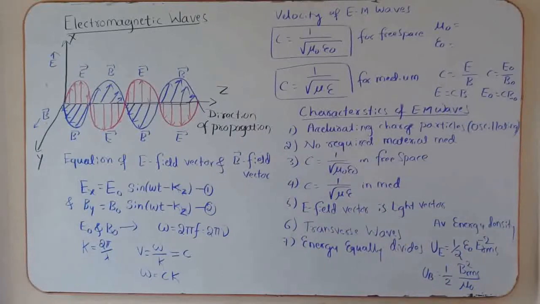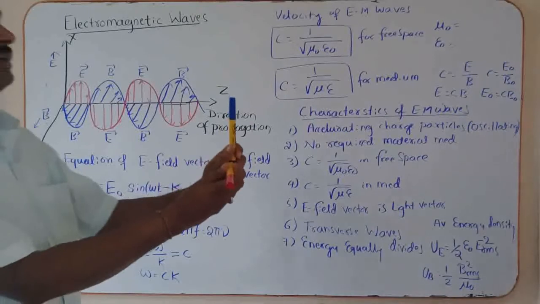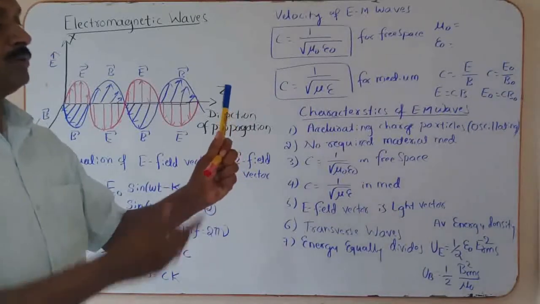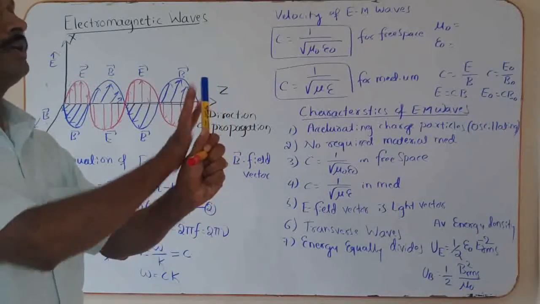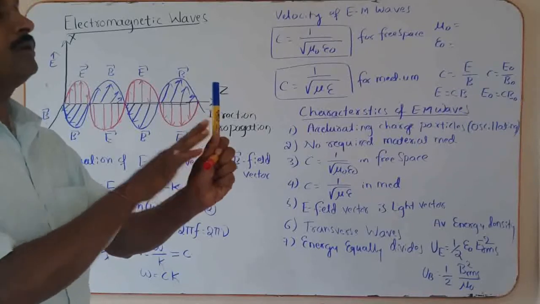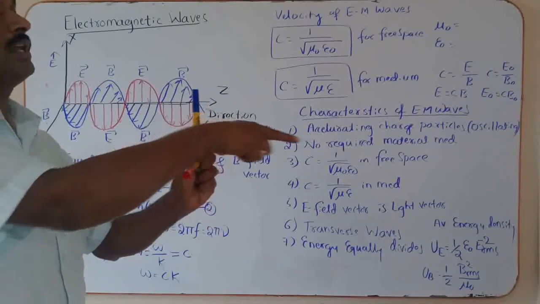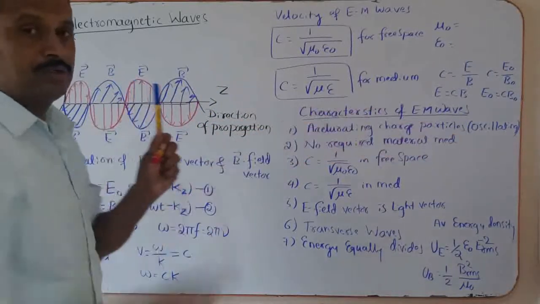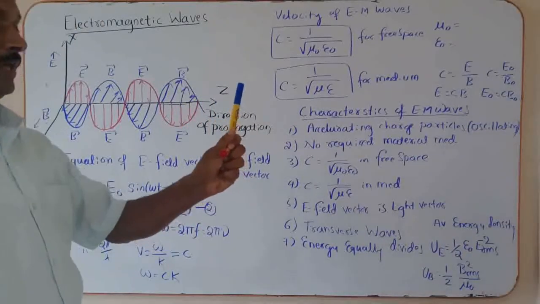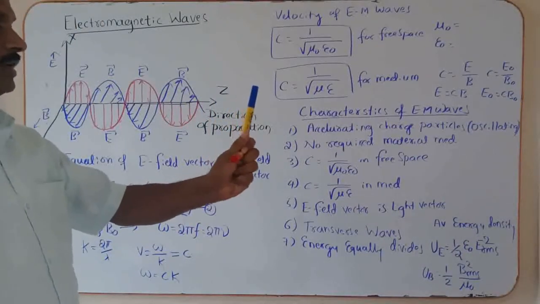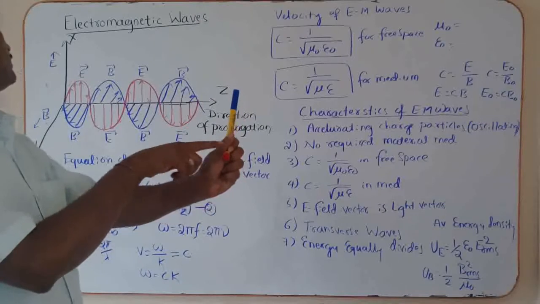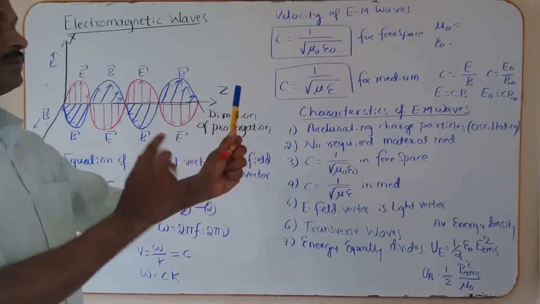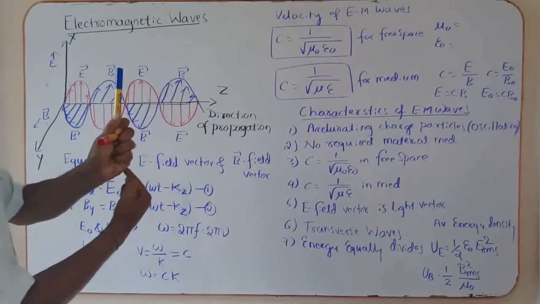The waves which are containing both electric field and magnetic field vector, which vary sinusoidally in a particular plane which is perpendicular to the direction of the propagation of the wave. This is called electromagnetic waves. Waves ನೊಳಗೆ ಎಲೆಕ್ಟ್ರಿಕ್ ಫೀಲ್ಡ್ ವೆಕ್ಟರ್ ಇರುತ್ತೆ, ಮ್ಯಾಗ್ನೆಟಿಕ್ ಫೀಲ್ಡ್ ವೆಕ್ಟರ್ ಇರುತ್ತೆ, ಆಮೇಲೆ ಅದರ ವೇರಿಯೇಷನ್ ಇರುತ್ತೆ, ಸೈನೋಸಾಯ್ಡಲ್ ವೇರಿಯೇಷನ್.